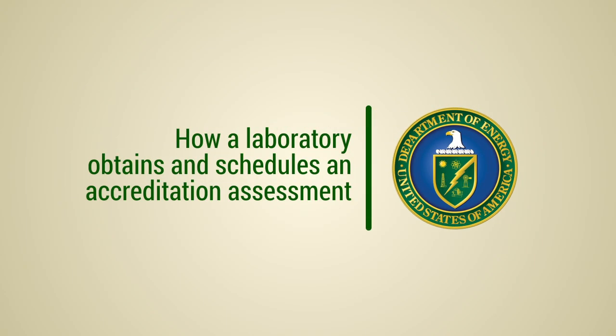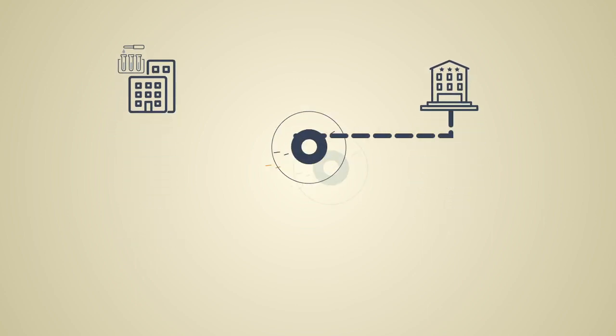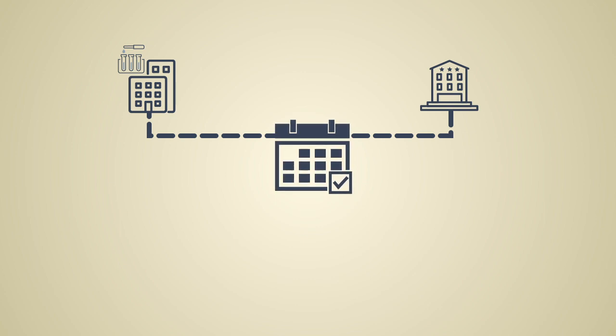How a laboratory obtains and schedules an accreditation assessment. A laboratory seeking accreditation contacts and eventually contracts with one of the accrediting bodies, or AB. The AB establishes assessment dates with the lab after an extensive application process.